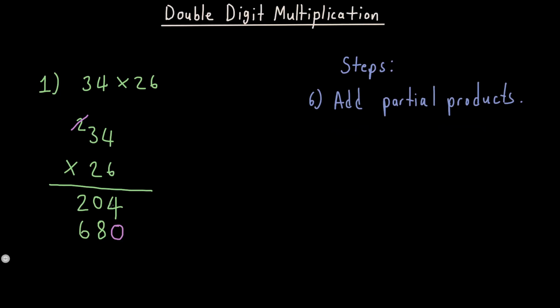So these two numbers are referred to as partial products. So we are going to add these two partial products. So this is our answer, 884. Perfect. You are now equipped with the knowledge to solve double-digit multiplication.